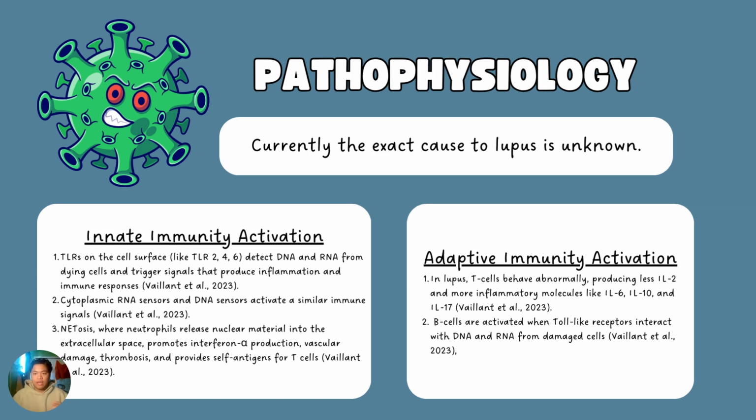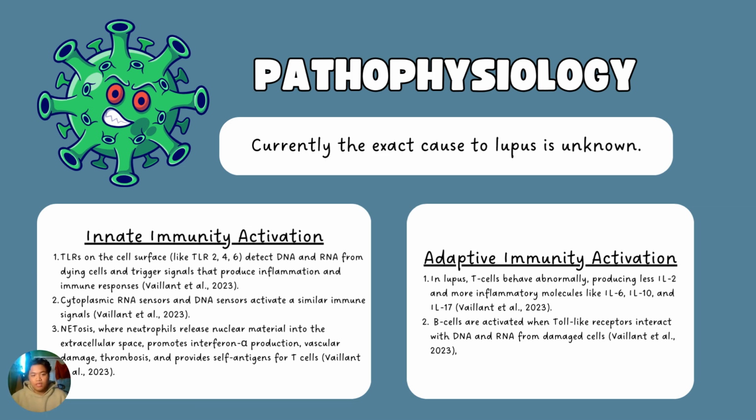Essentially, it will send specific RNA and DNA and produce interferon alpha, which helps fight off infection, but can also lead to the production of harmful autoantibodies, essentially self antibodies. Another belief involves cytoplasmic RNA sensors and DNA sensors, which will also activate the production of interferon alpha and harmful autoantibodies.